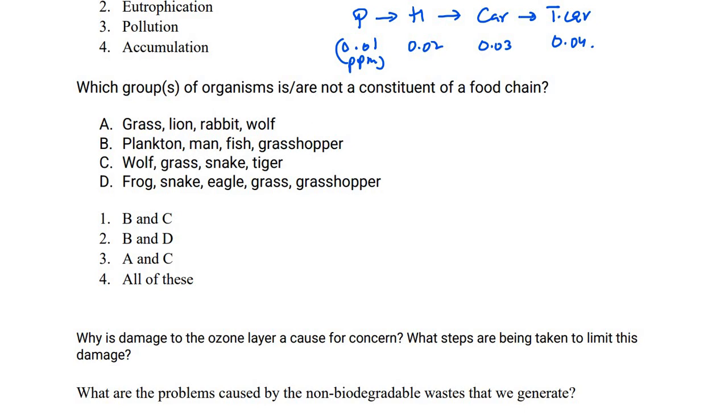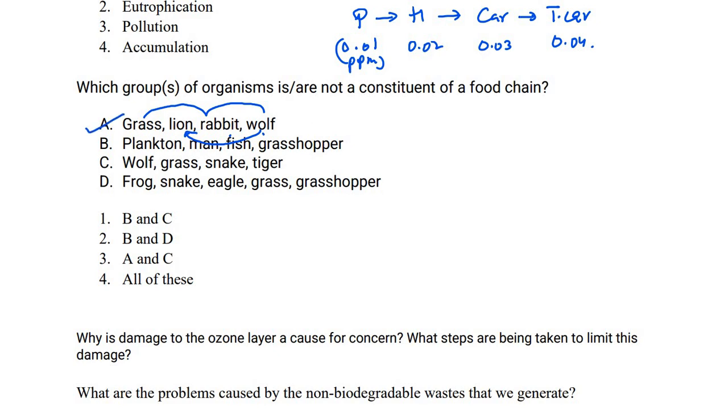Here in this one, it says which group of organisms is not a constituent of a food chain. किससे हम अपना food chain नहीं बना सकते? Grass, lion, rabbit, wolf. Here the food chain can be created. Grass को कौन consume कर लेगा? Rabbit. और rabbit को कौन consume कर लेगा? Wolf. And wolf can then be consumed by a lion. B part check करते हैं.